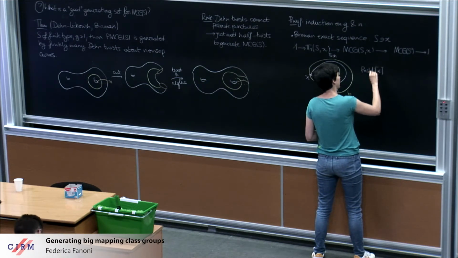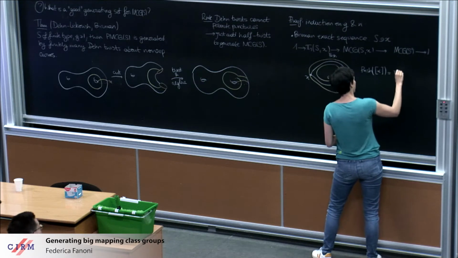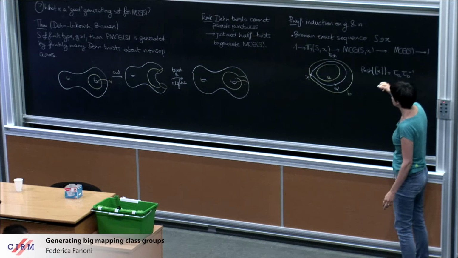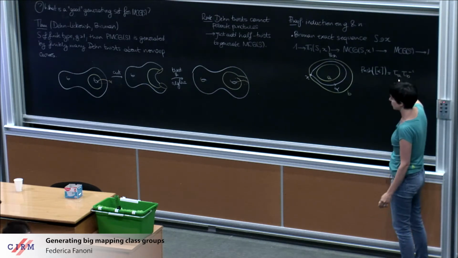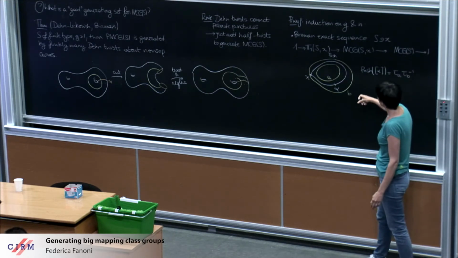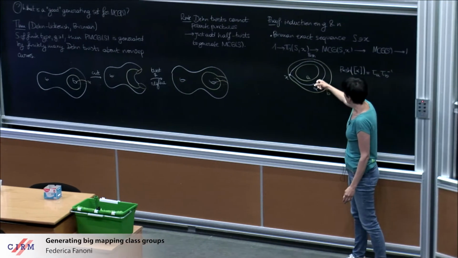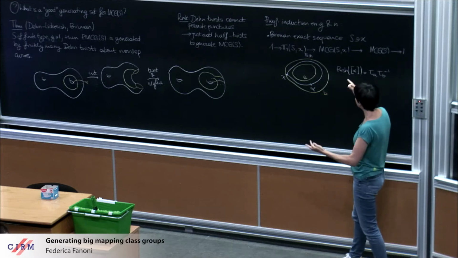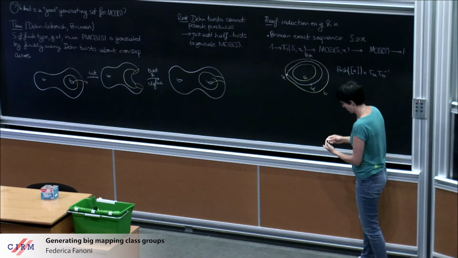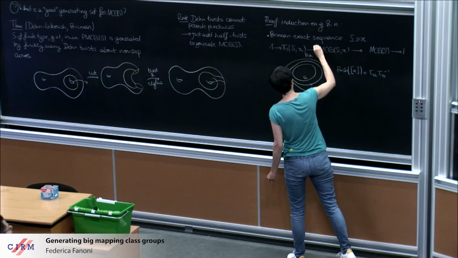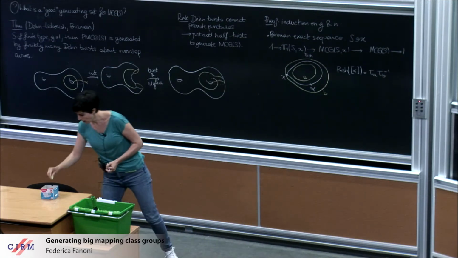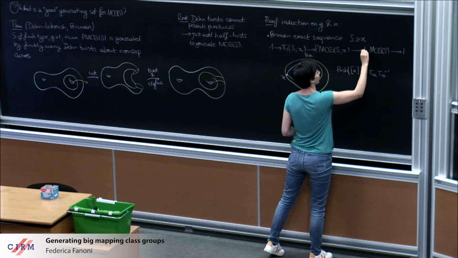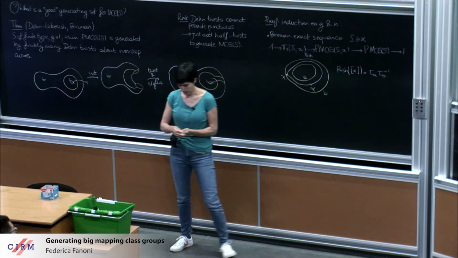of this class is, up to orientations, a product of two Dehn twists about these two curves. This is my notation for a Dehn twist about a curve. So the main idea here is that this sequence also works if I look at pure mapping class groups.